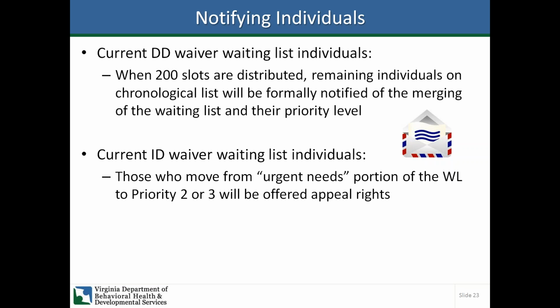In terms of the priority score, yes, individuals will be made aware of that. In particular, I've got some questions actually out to DMS right now about appeals letters, but some individuals will be offered the right to appeal, particularly if they're moving from, let's say, the ID waiver waiting list urgent criteria to priority 2 or priority 3, because that sort of moves them a little bit further away from the ability to access the slot.